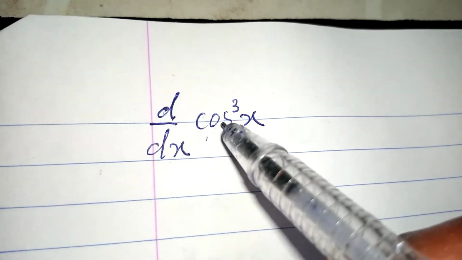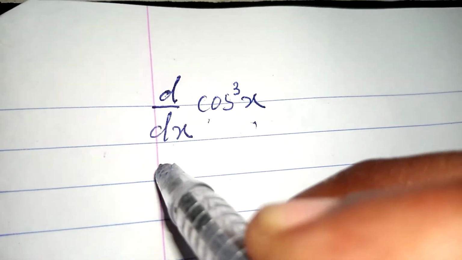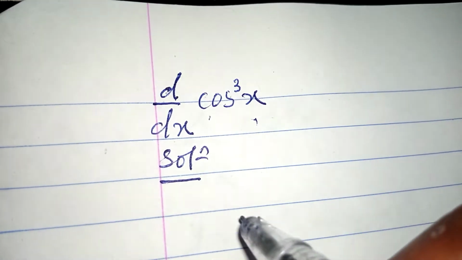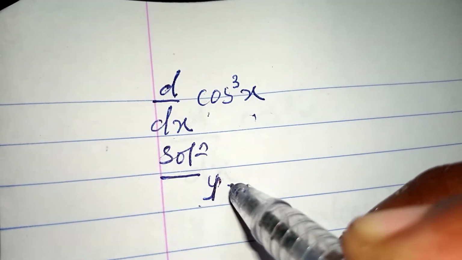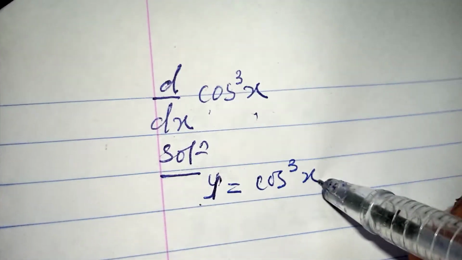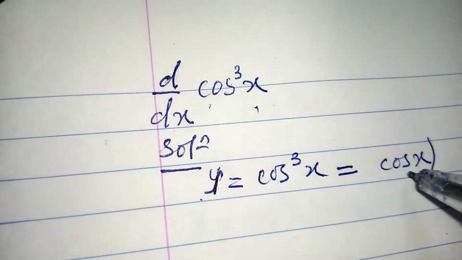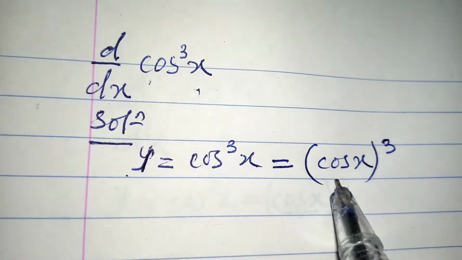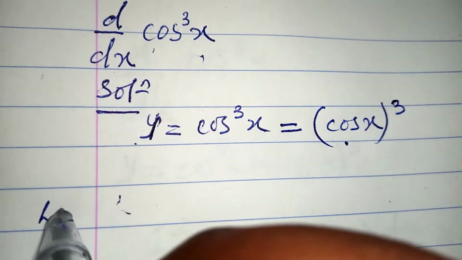Differentiate cos cube x. So we begin, we can put here solution. All right, so we say y is equal to cos cube x, which is the same thing as cos x all raised to the power 3. So this is my inner portion, cos x. So we go first by the chain rule.